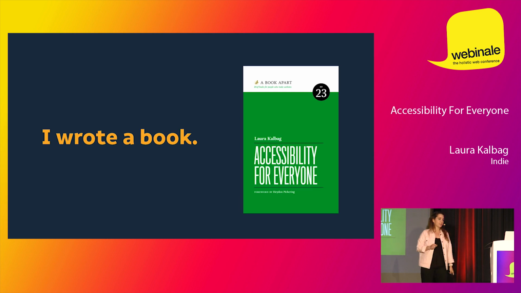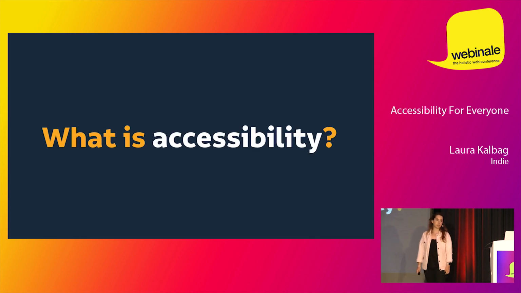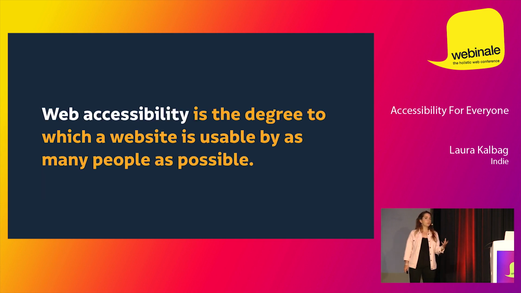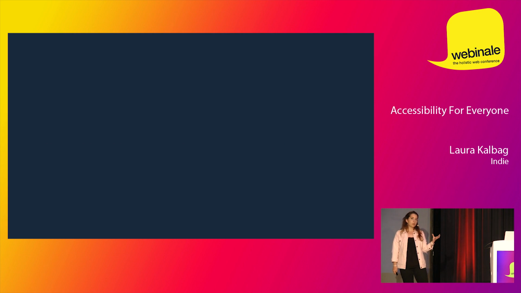That's what it looks like, pretty green book. It actually took me about 3 years to get it finished. But funnily enough, over those 3 years, accessibility didn't become a wide concern in the industry. So what is accessibility? Accessibility is the degree to which an environment is usable by as many people as possible, which would then make web accessibility the degree to which a website is usable by as many people as possible. So you might have heard accessibility experts talking about this thing, inclusive design.